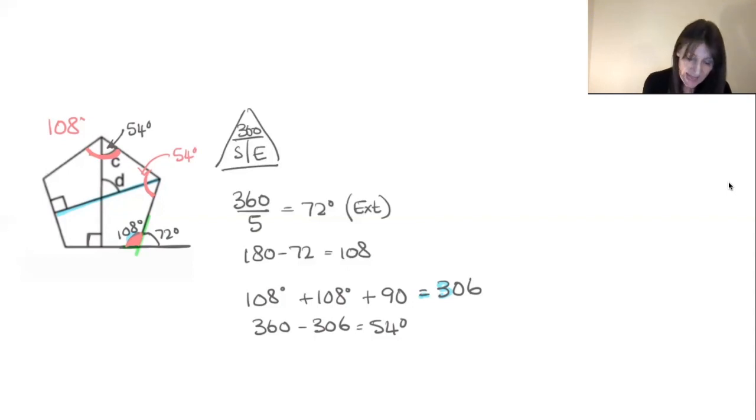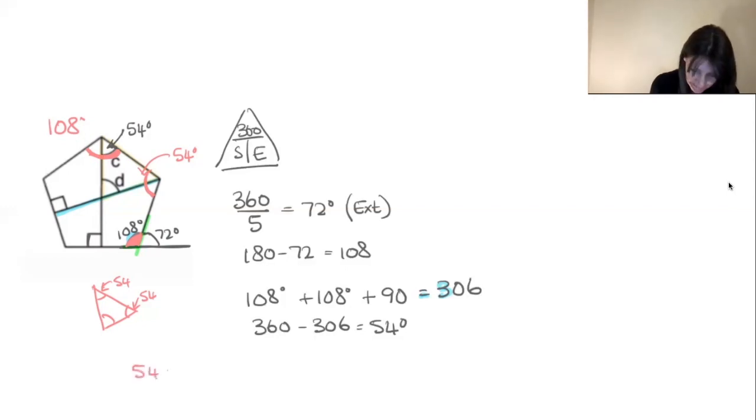Now I can use my angles in a triangle. So this is my triangle. Okay, I'm going to redraw it here. Not very well. These two are 54. So angles in a triangle add up to 180.